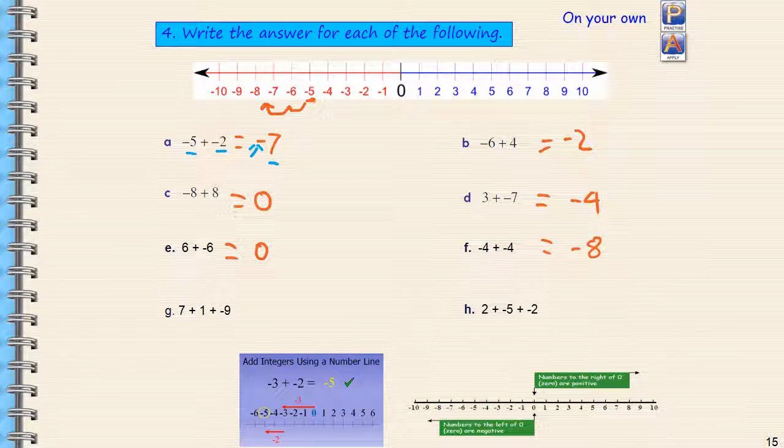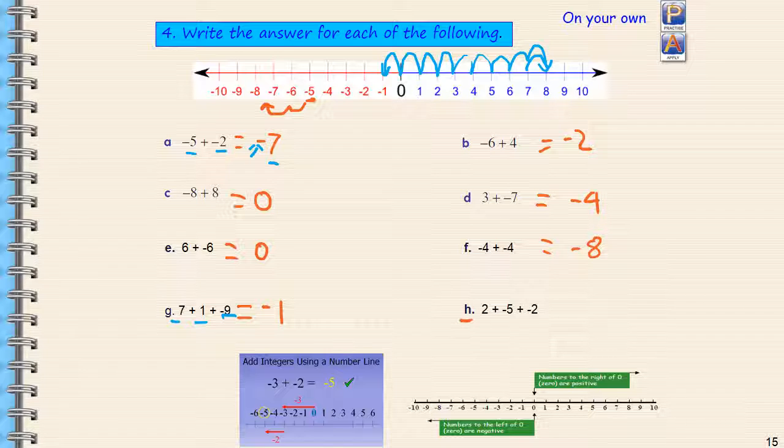All right, now with our last one down here, let's have a look at that one on the number line. We start at 7 and we add 1. That's just 7 plus 1, 8. And then we subtract 9. So we go back 9. 1, 2, 3, 4, 5, 6, 7, 8, 9. Where am I at? I'm now at -1. Okay. Same with the other one.